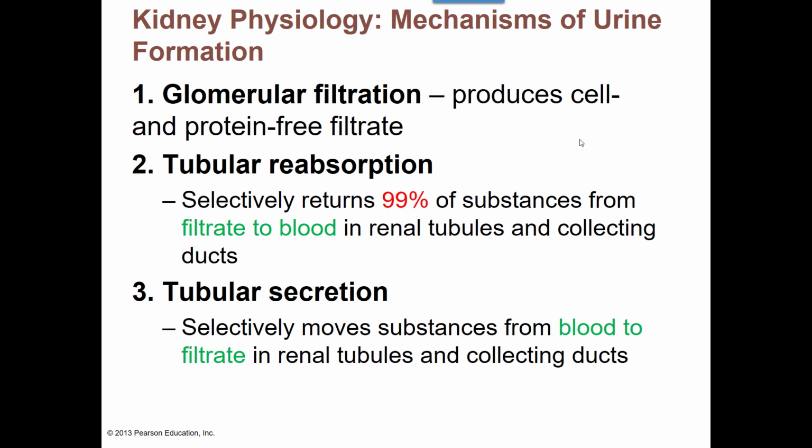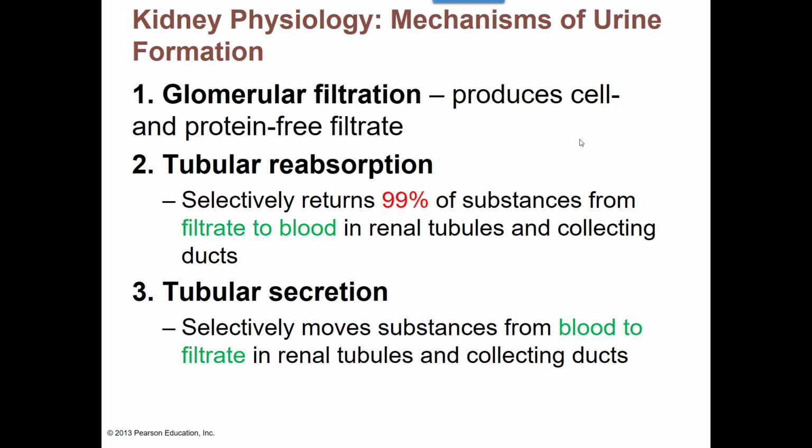It's a filtrate. Lots of stuff comes out of the blood plasma, but cells are too big, and proteins are too big, so they stay in your blood supply and don't end up in your filtrate. Reabsorption is, again, we reabsorb 99% of the substances, and tubular secretion is anything going from blood into the filtrate to become part of your urine.